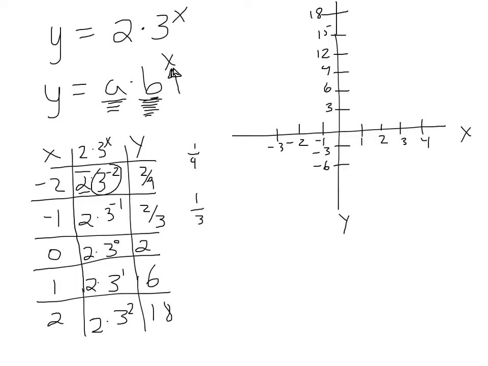So to graph these things, it's just as easy as graphing anything else. You have an x value. You put it into your function. The function operates on x and achieves a unique y. At -2, the value is 2/9, so really close to the x-axis. At -1, it's 2/3, slightly bigger.